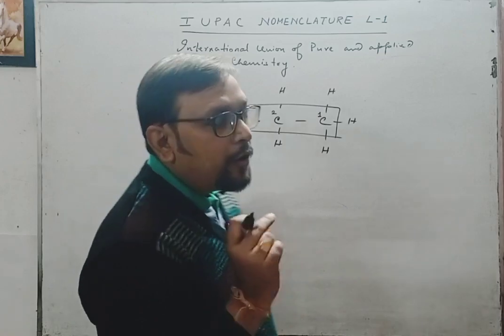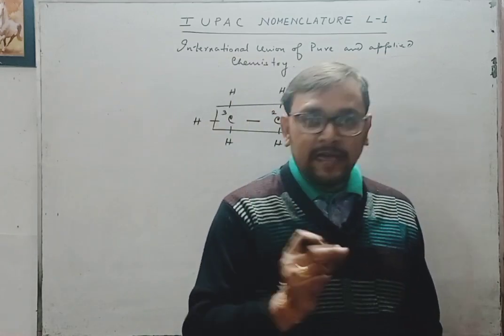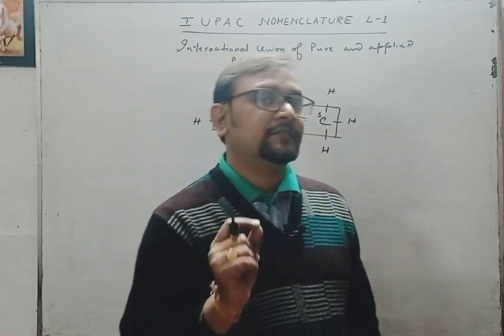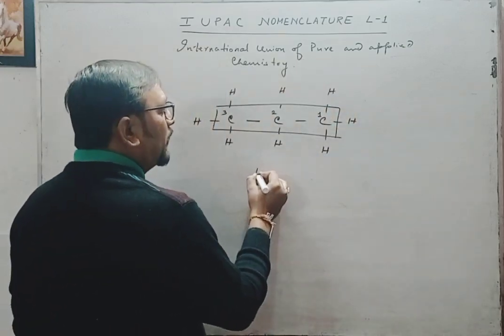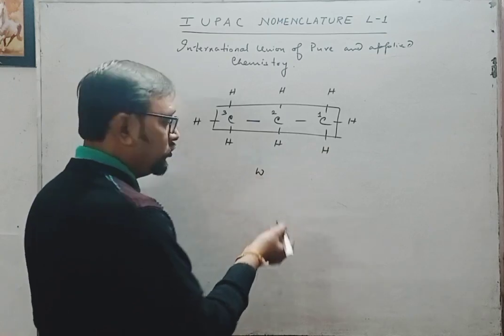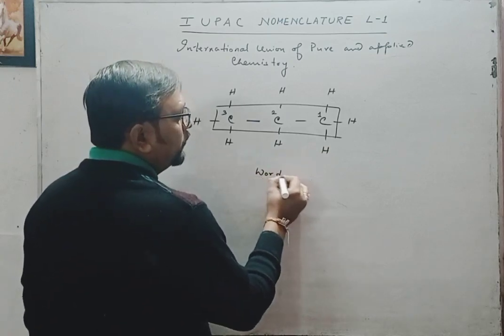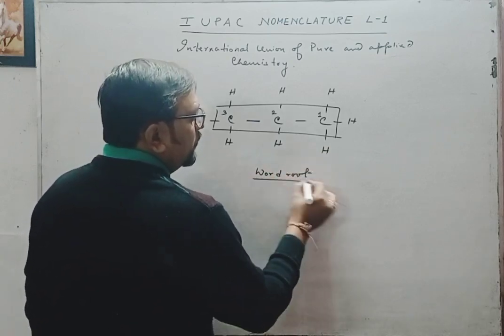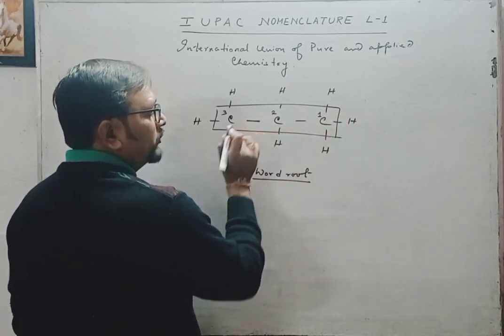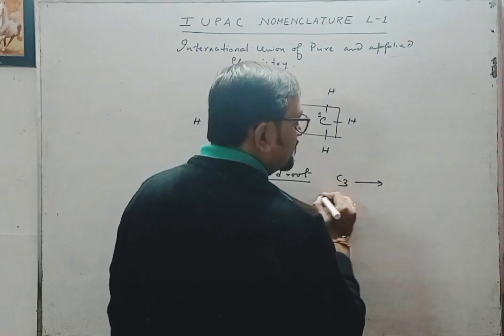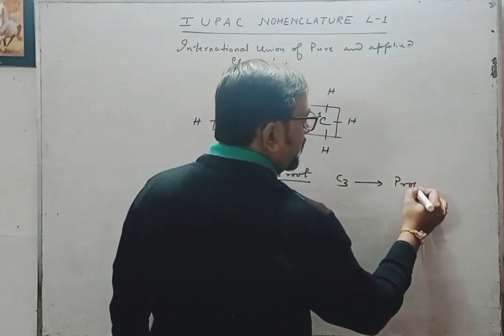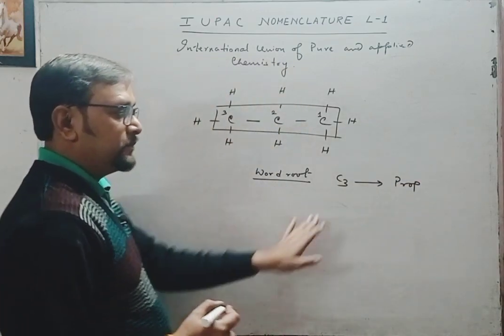Now what does this longest chain give us the idea about? It gives us the idea about the word root. So what will be the word root? Here we have 1, 2, 3, 3 carbon. So what is the word root for 3 carbon, my dear students? Yes, it is prop.